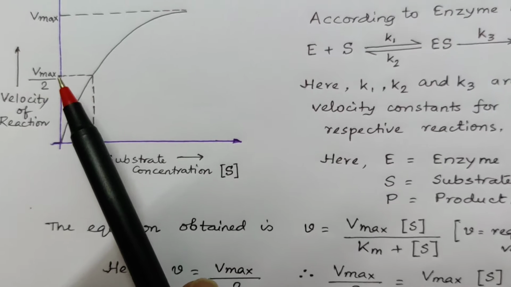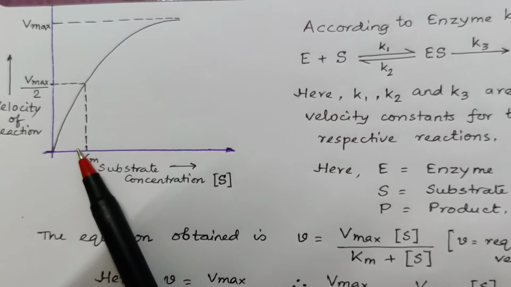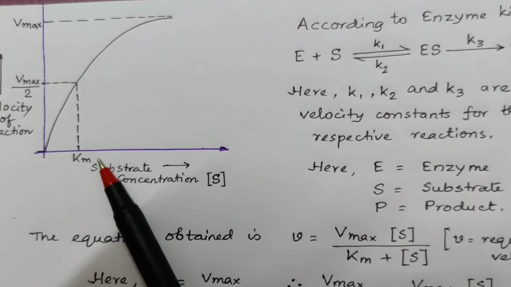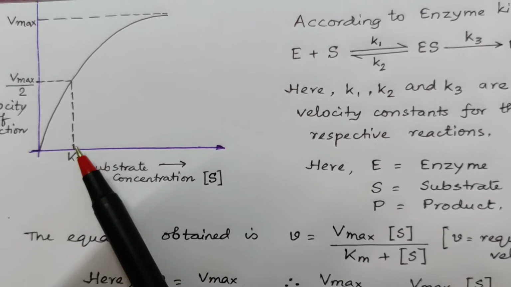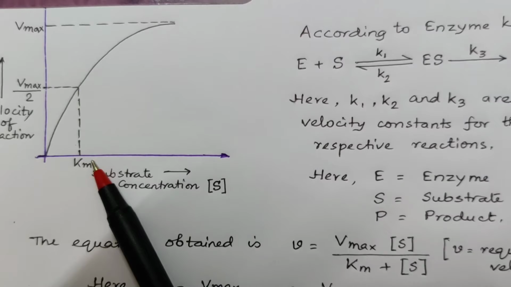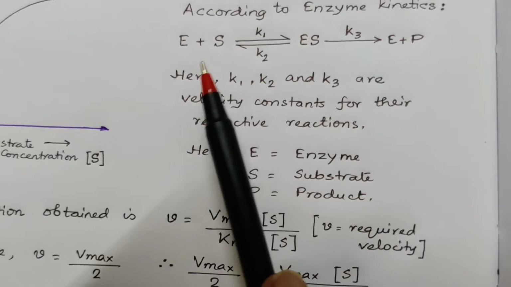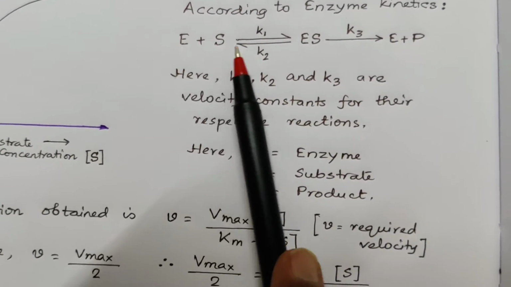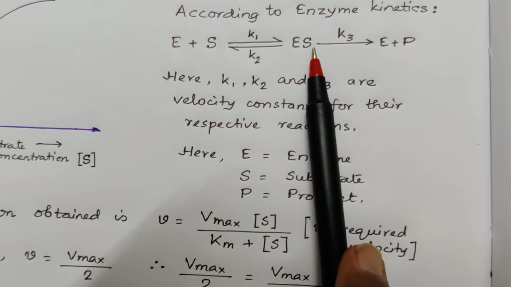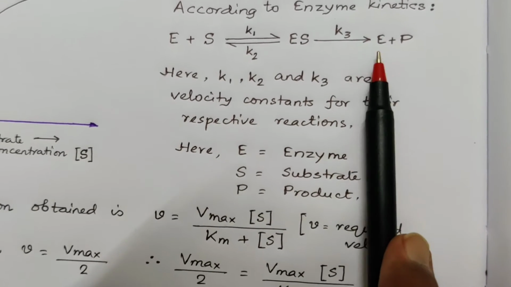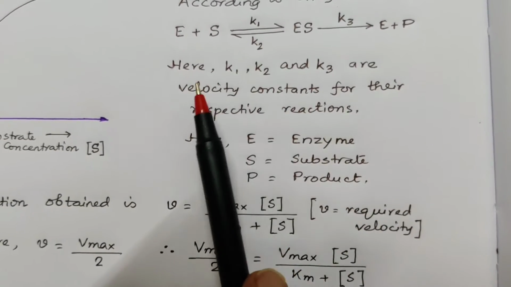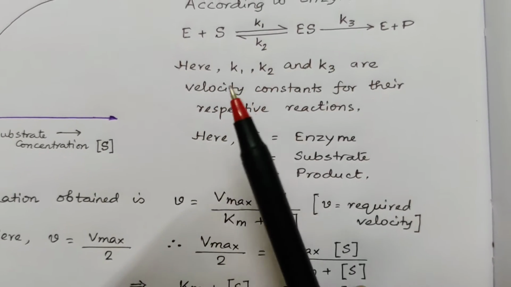If we measure half the value of that, that is Vmax by 2, then correspondingly it comes to Km. Km means the substrate concentration at that point, a constant value called Michaelis Menten constant. According to enzyme kinetics, E plus S, meaning enzyme plus substrate, is equal to ES complex, meaning enzyme substrate complex, that gives rise to E plus P. E means enzyme and P is product. Here we have K1, K2 and K3, which are the velocity constants for the respective reactions.